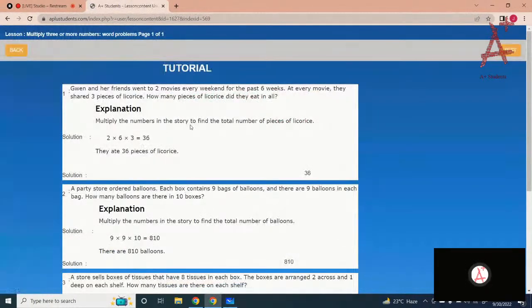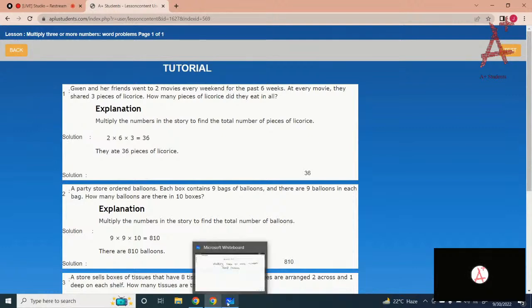Okay, let's just start with examples. The first example is Gwen and her friends went to two movies every weekend for the past 6 weeks. At every movie, they shared three pieces of licorice. How many pieces of licorice did they eat in all? So you have three numbers, you have to multiply them: 2 times 6 times 3. Got it? You have to do 2 times 6 times 3.